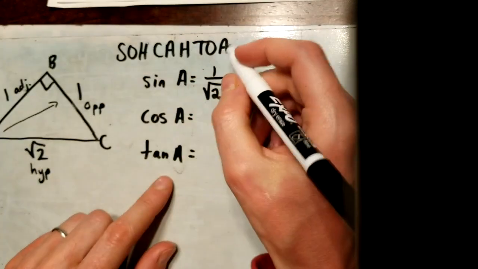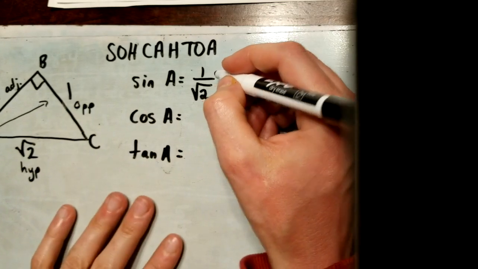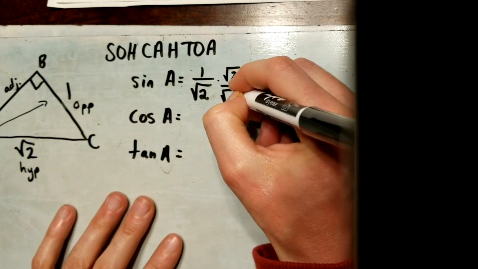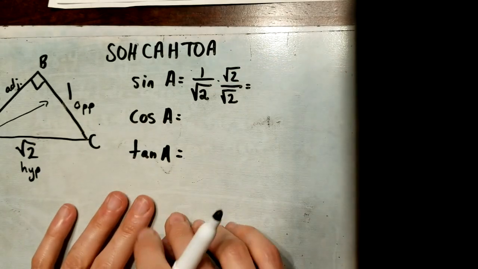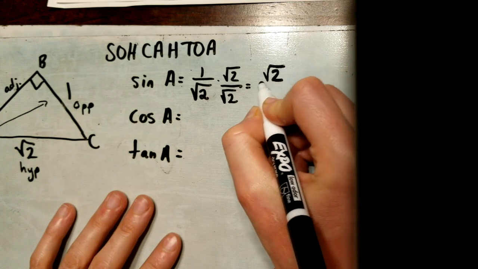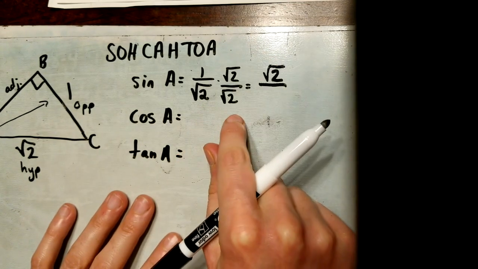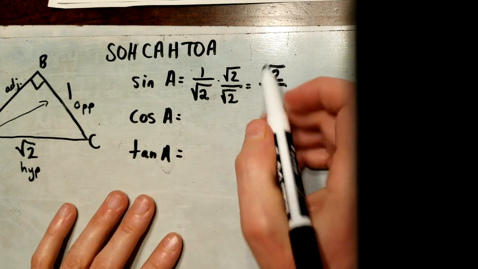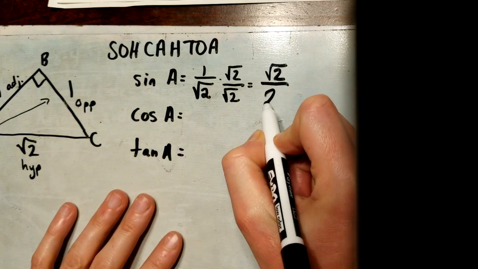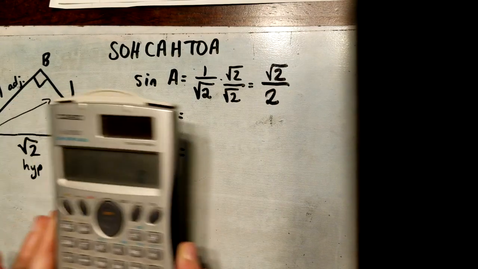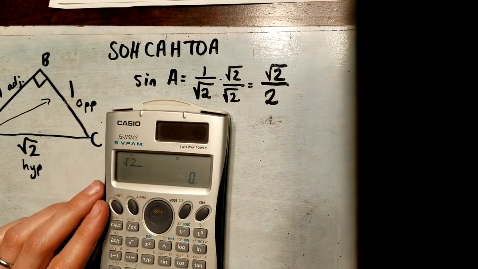So sine is going to be 1 over square root of 2. And if you remember, we would want to multiply that by square root of 2 over 2. And remember, this equals square root of 4, which is just 2. I'm going to do that on the calculator then.